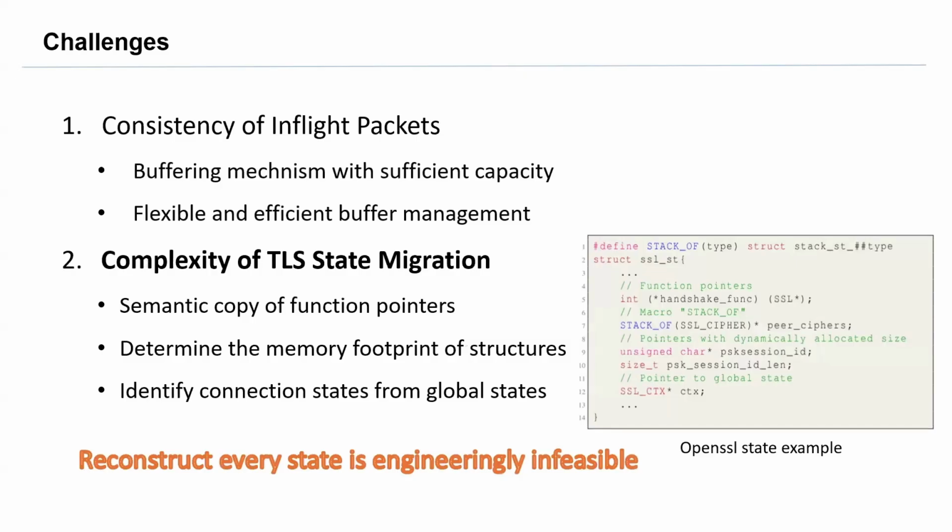The second challenge is the complexity of the TLS state migration. There are three concrete challenges. For the function pointers that store virtual addresses, they will lose their semantics if we migrate from one machine to another. Also, it's hard to determine the memory footprint of these dynamically allocated structures. And finally, identifying connection states from the global states is also difficult since we only want to migrate the per-flow states. Therefore, reconstructing every state is engineeringly infeasible.